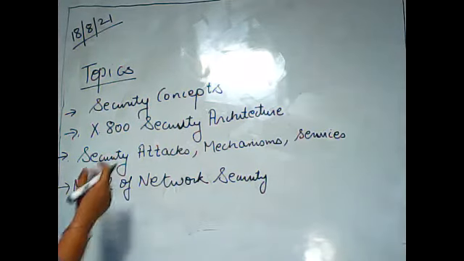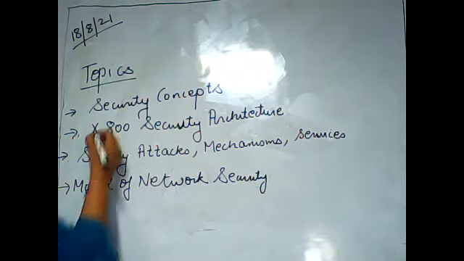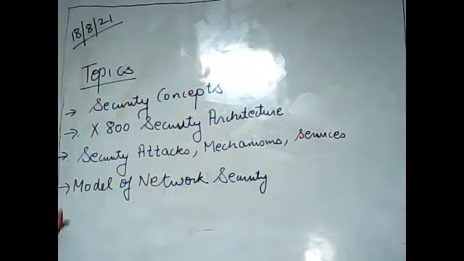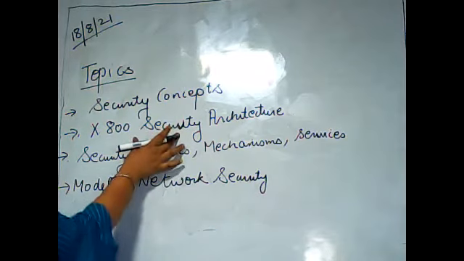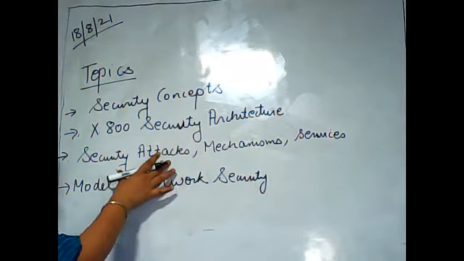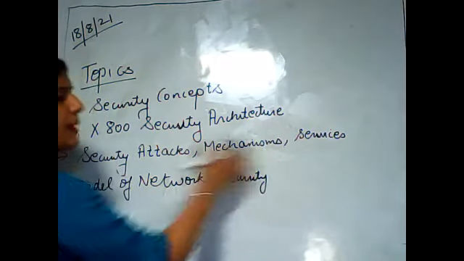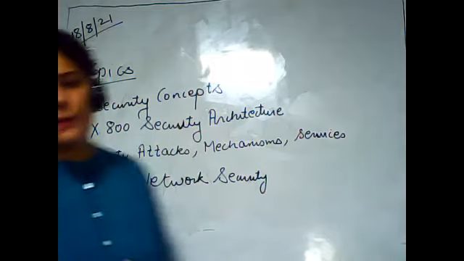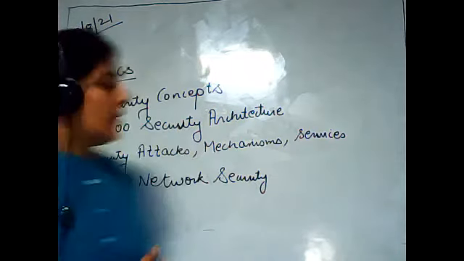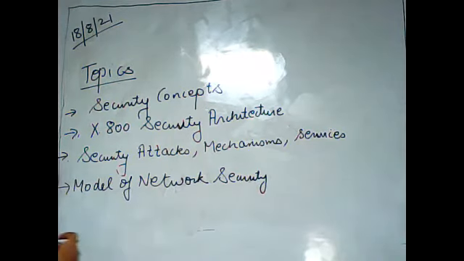Second, we have to include the security architecture, and we are including it like X.800. X.800 is one of the basic architectures that we will discuss. The third topic is the different security attacks, the different services, and the different mechanisms by which we can secure our system. The last topic is what model we include for network security.